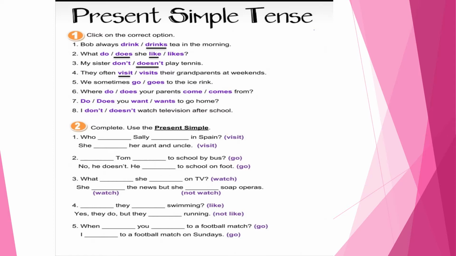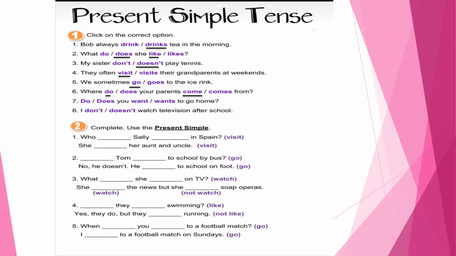Number five, we sometimes go or goes to the ice rink. The subject here is we, okay? So you have to add nothing to your verb. You have to keep it in infinitive or as it is. So you will choose we sometimes go to the ice rink. Number six, where do or does your parents come or comes from? Okay, here you have the subject your parents, okay, which is plural. If you cross it, you will add the pronoun they. So where do they or where do your parents come or comes from? Of course, you will choose come because the verb after do or does must be an infinitive.